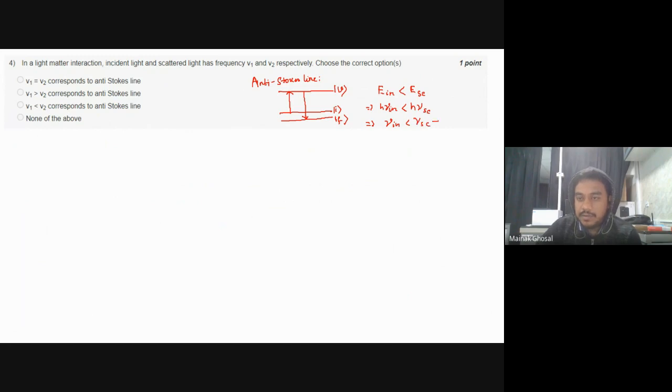Now, like the previous case, incident light is mentioned as nu1 and scattered light is mentioned as nu2. So your condition will be nu1 less than nu2. So this is the condition for anti-Stokes line. In the Stokes case, you have seen nu1 should be greater than nu2, but for anti-Stokes line, the condition should be nu1 less than nu2.